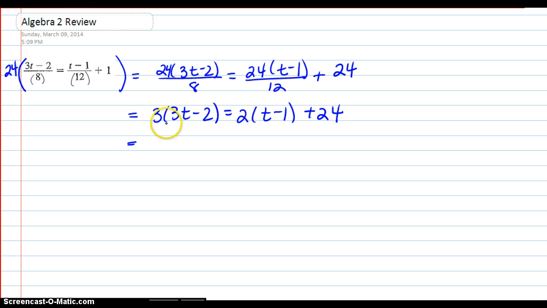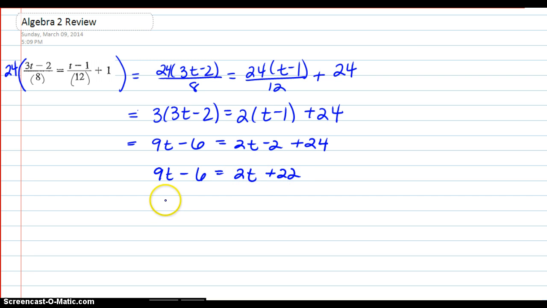From here, we just distribute. I guess it's not really equals anymore, but so we have 9t minus 6 equals 2t minus 2. Don't forget to distribute to both numbers. That's a place where I sometimes make my mistakes. So I get 24. From here, I'm going to maybe combine like terms. So I have 9t minus 6 equals 2t plus 22.